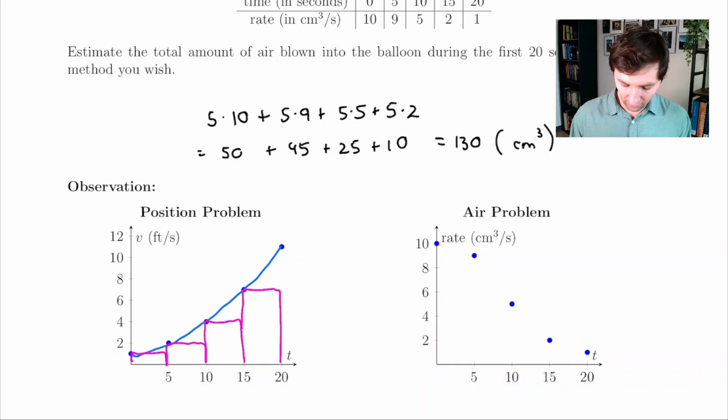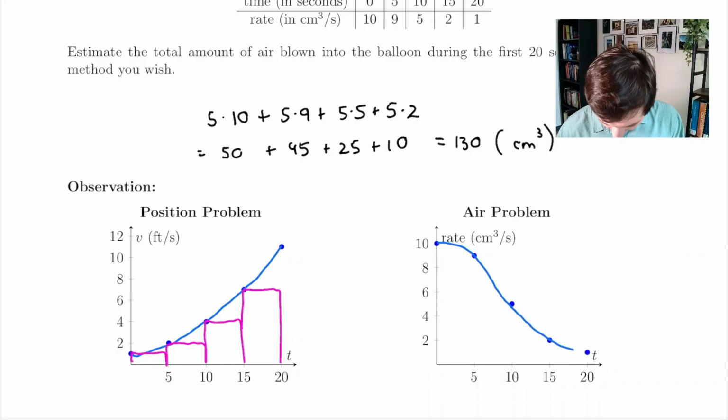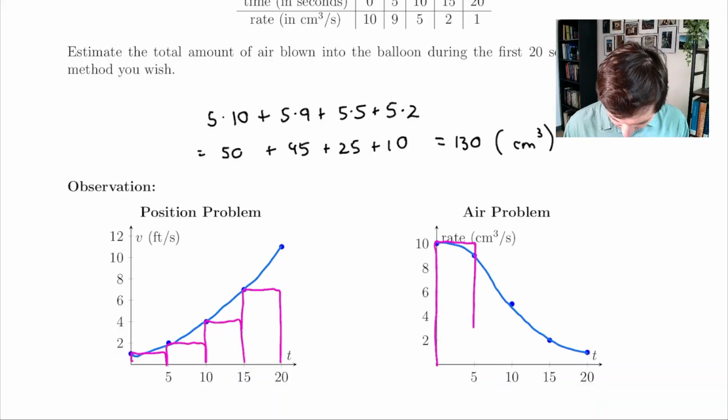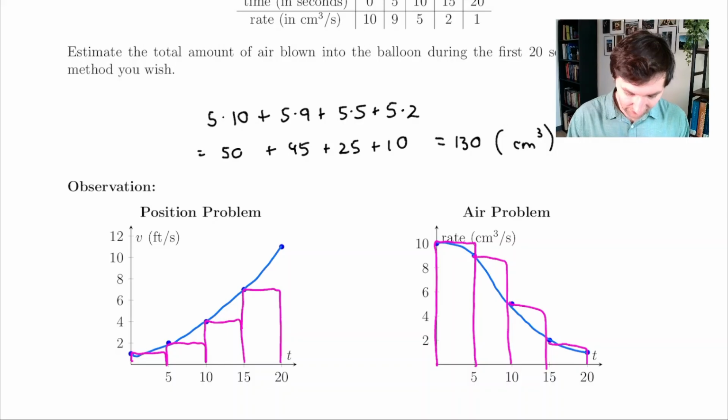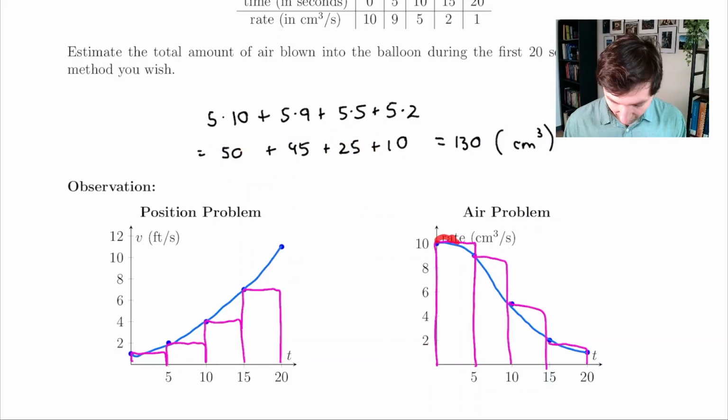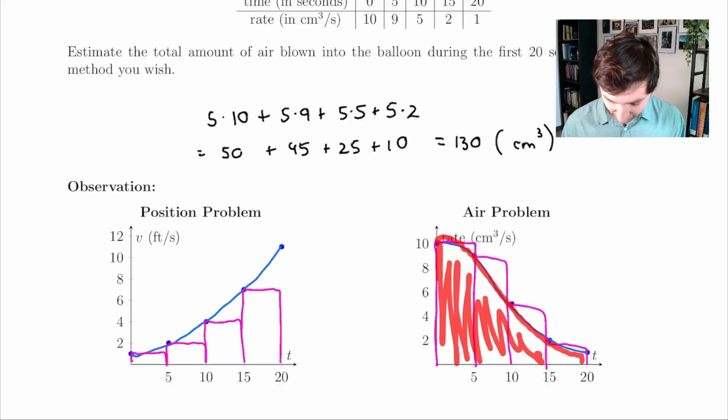In the second problem, these are the data points. If I connect them, this is what I get. When I use the left endpoint approximation to approximate the area of the region under this graph, these are the rectangles I get. These rectangles have areas exactly 50, 45, 25, and 10. This suggests again that the area under the rate of change of the air inside of the balloon is exactly the total change of air in the balloon.